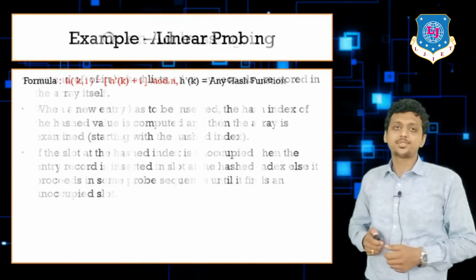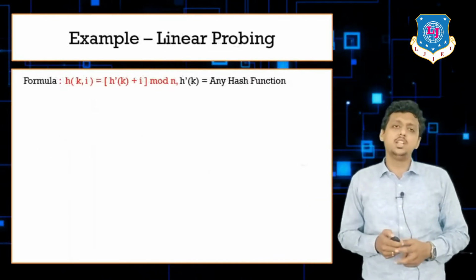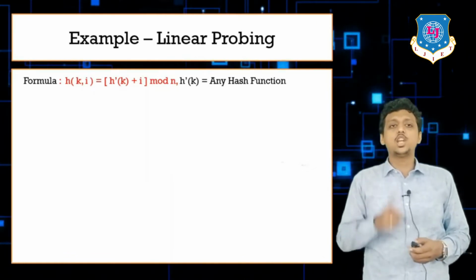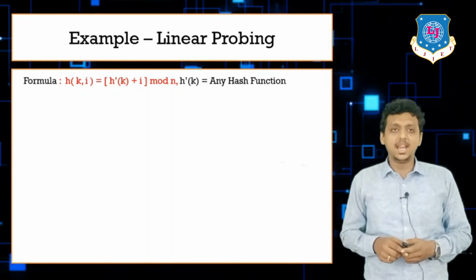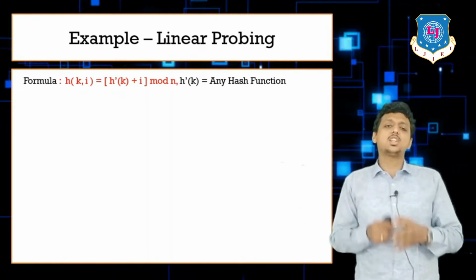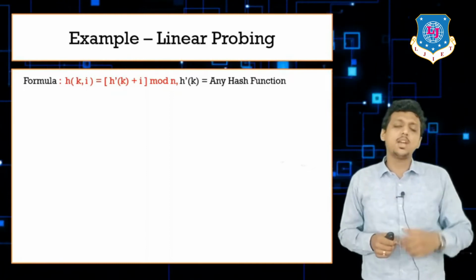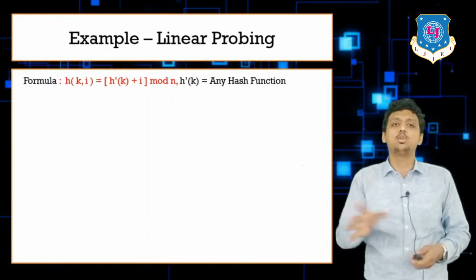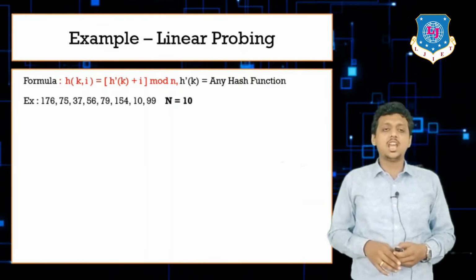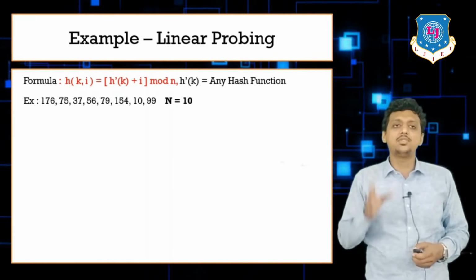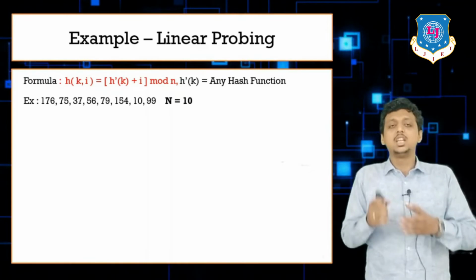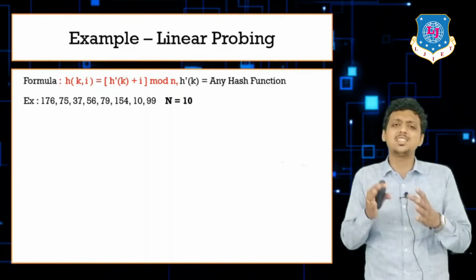So let's see. The first method, students, is linear probing. The formula for linear probing is h of k comma i is equal to h dash of k plus i mod n, where h dash of k is any hash function. But for my convenience, I am going to take a hash function like k mod n. Here I want to insert values like 176, 75, 37, 56, 79, 158, 10 and 99. Here n is equal to 10, that means the hash table size is 10.